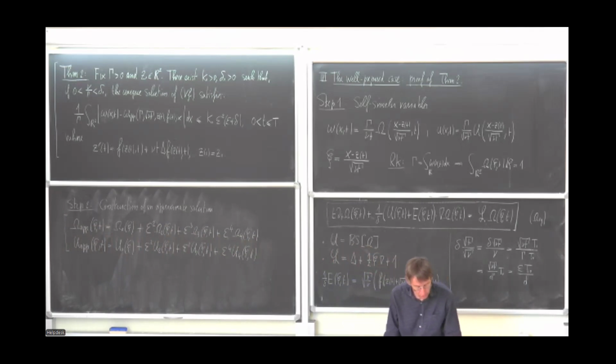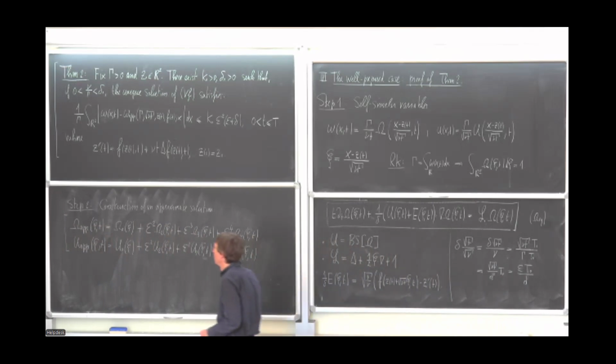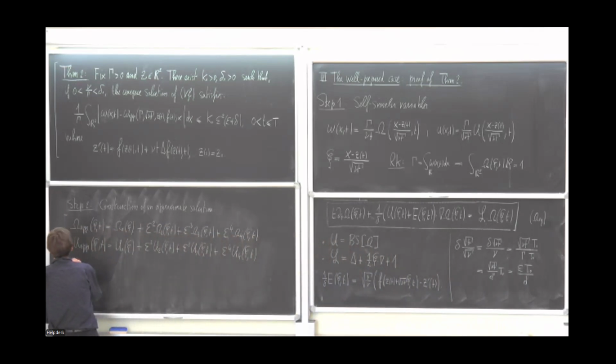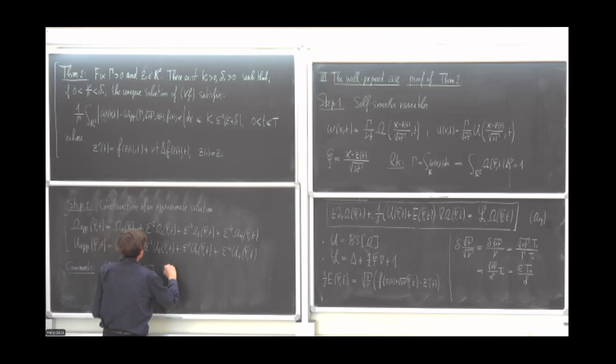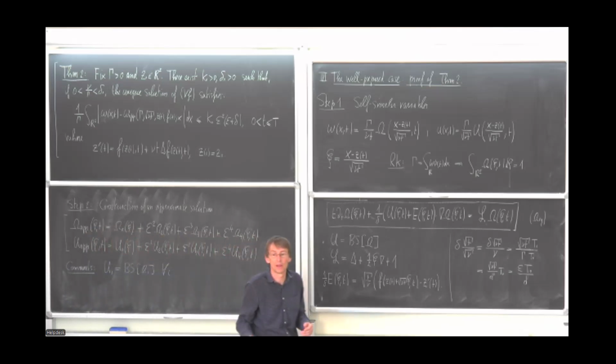Some comments about this expansion. So first, I did already say that I just take Biot-Savart of omega i for all i. All these profiles are obtained just by the Biot-Savart law, which is linear. So I need only determine the vorticity profile.